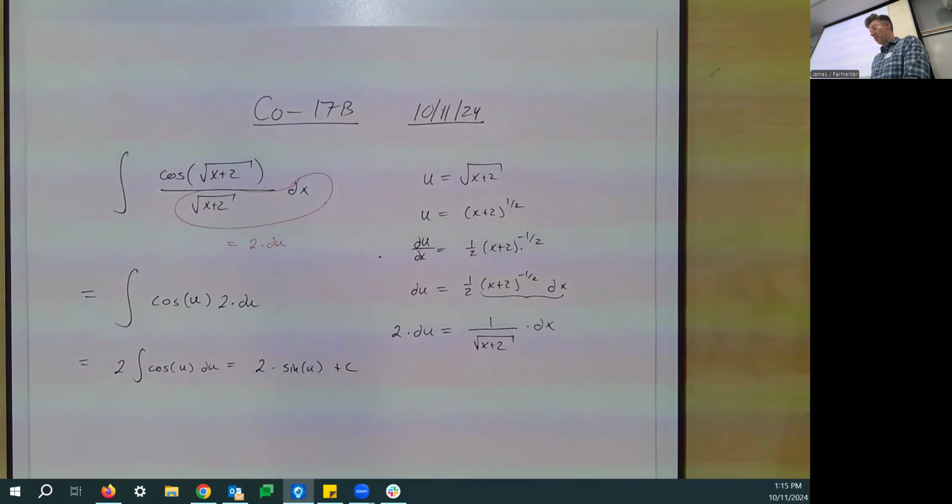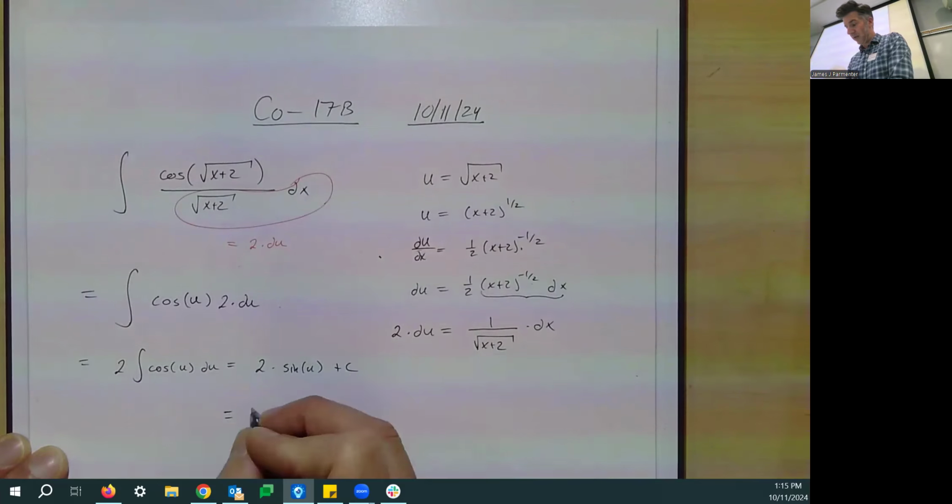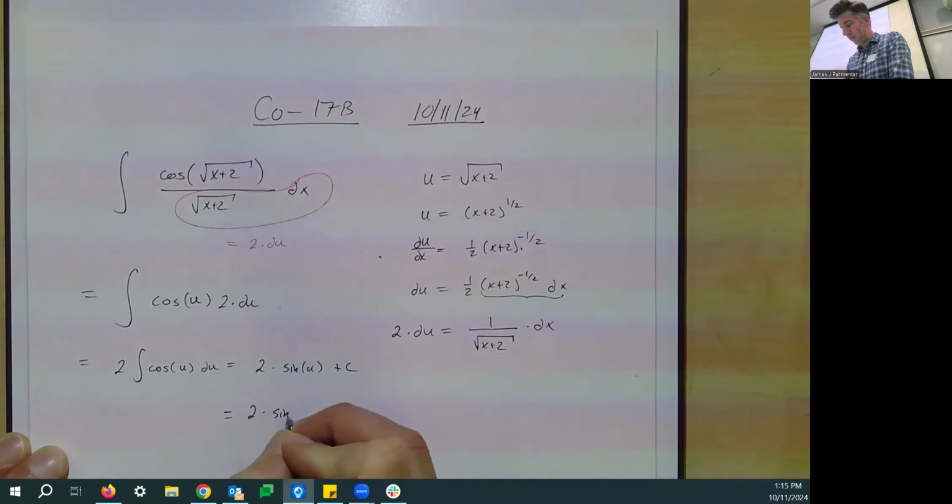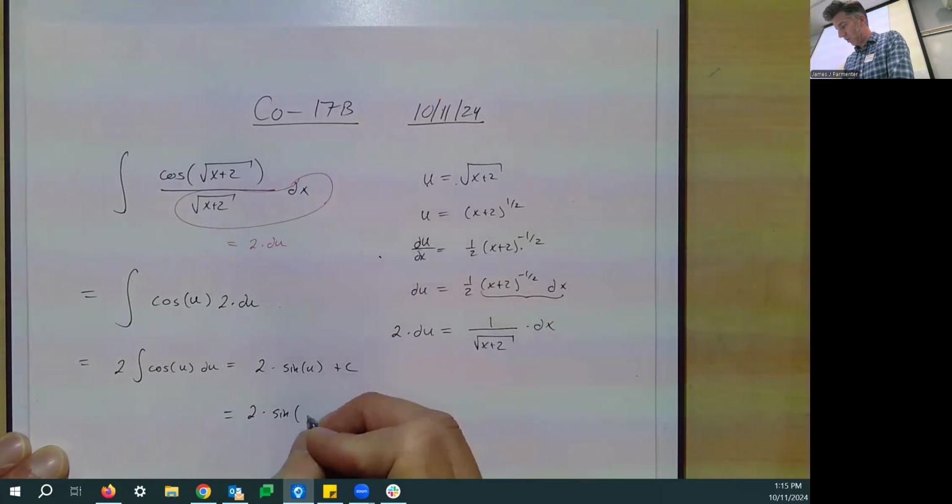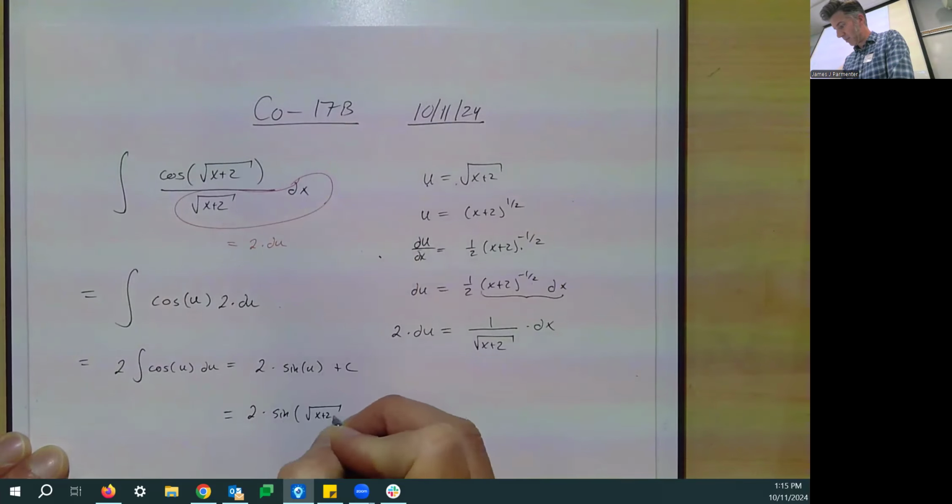And then finally, since it's an indefinite integral or an antiderivative, we have to end with the same variable we started with. We have to have 2 times sine of what u is equal to, which is the square root of x plus 2.